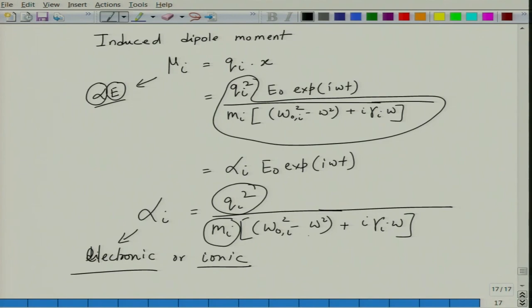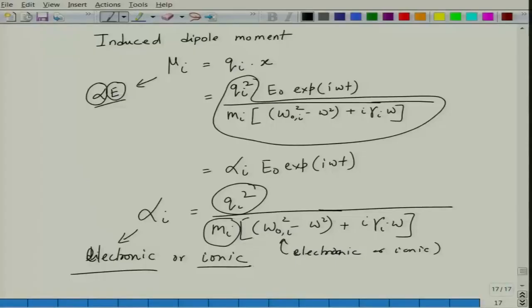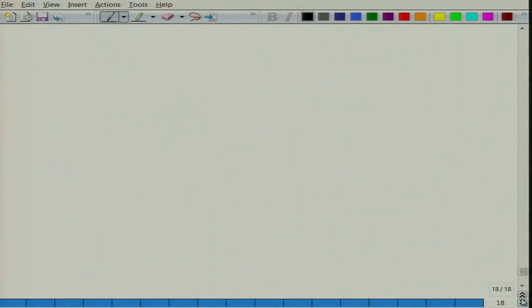What you also have here is this term omega naught square minus omega square, when omega is equal to omega_i for the corresponding species, either electronic or ionic. This is basically the characteristic frequency at which you will have an anomaly here. The term will go to infinity, and this is where the resonance will occur. So when your omega is equal to omega_0i for electronic and for ionic polarization, that is where you will have resonance.